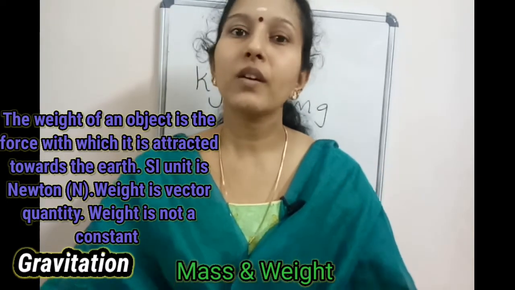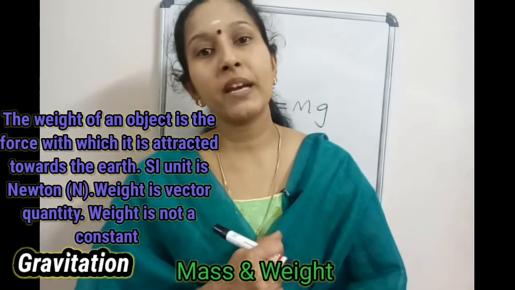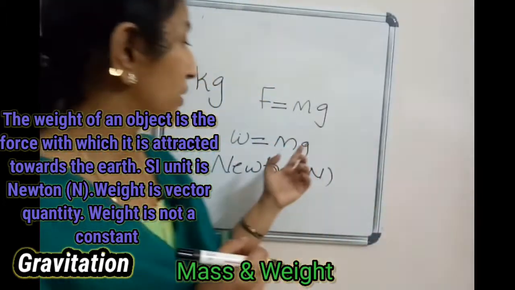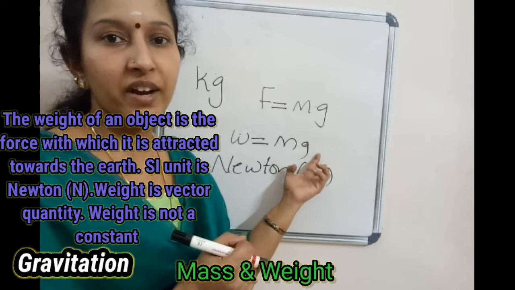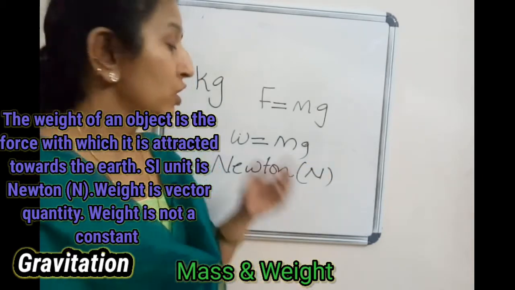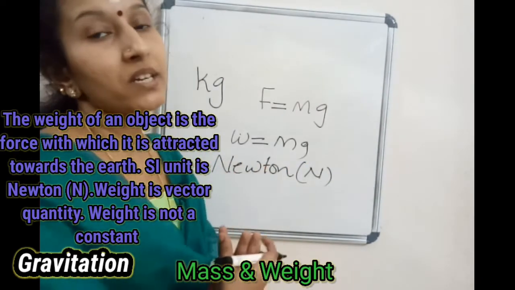Weight is not a constant. According to the point, the weight changes. Why? Because g is not a constant. g is not a constant, right? g varies from point to point. So the weight is also not constant.